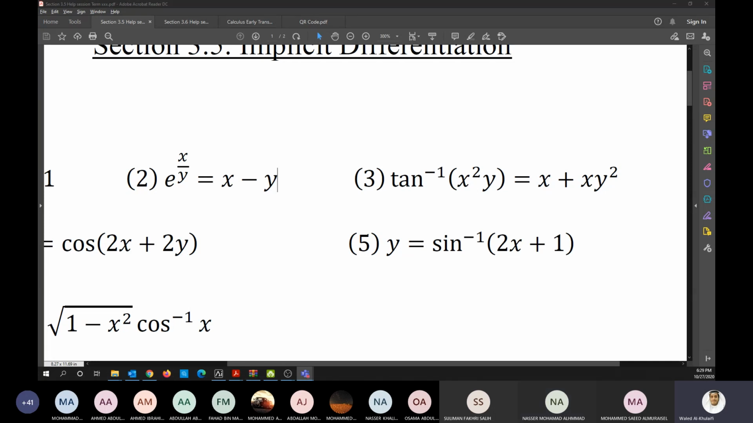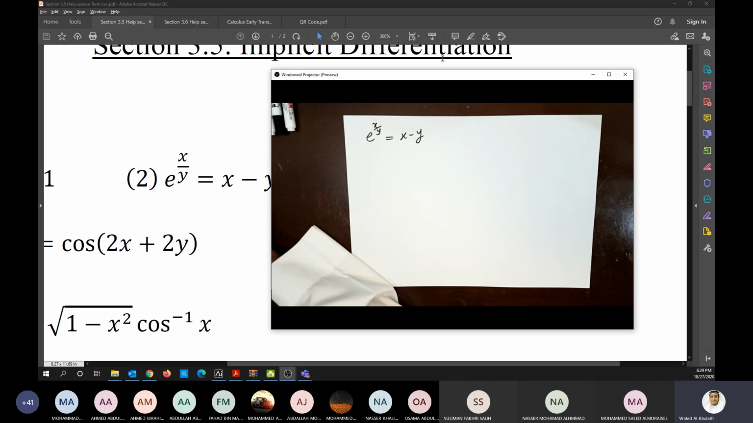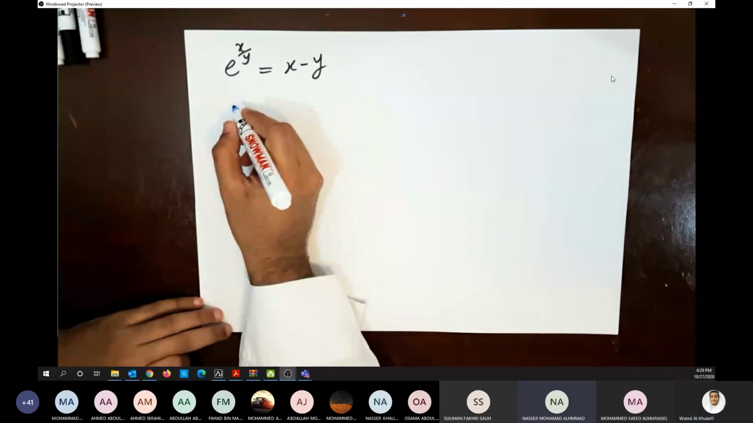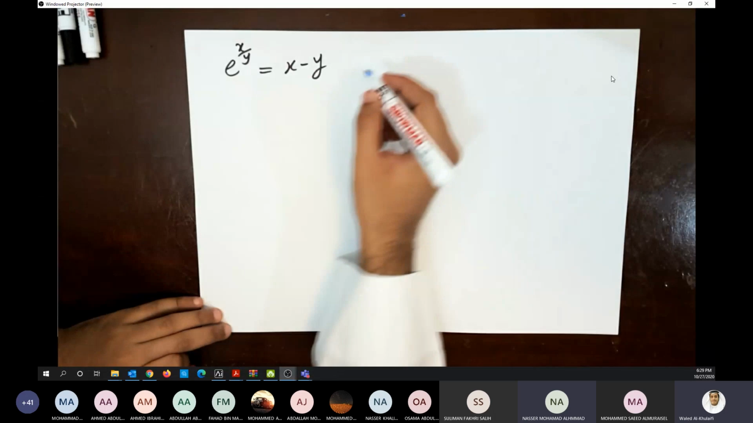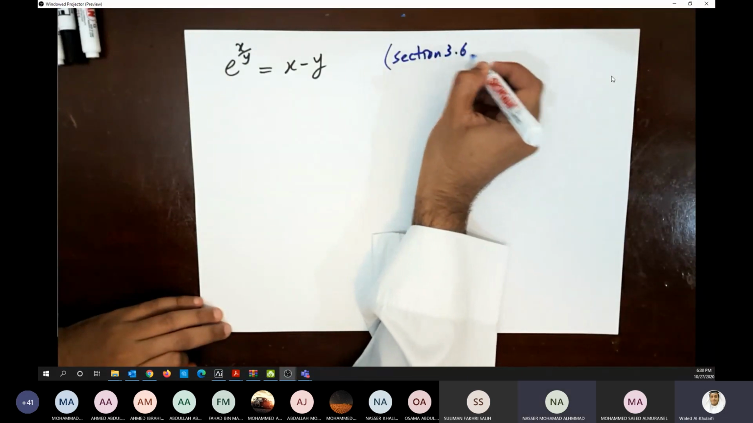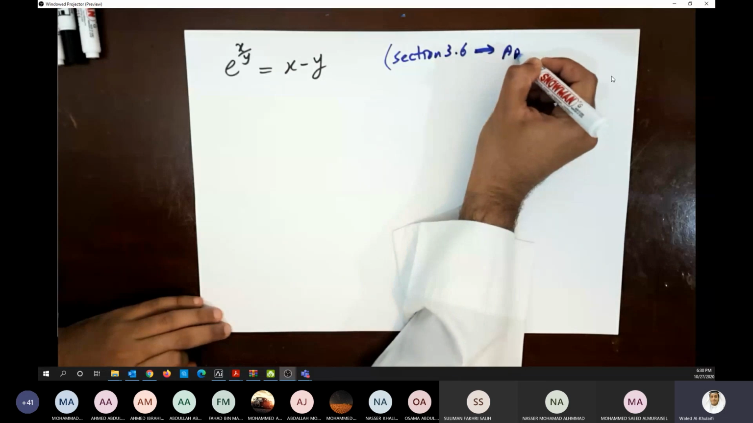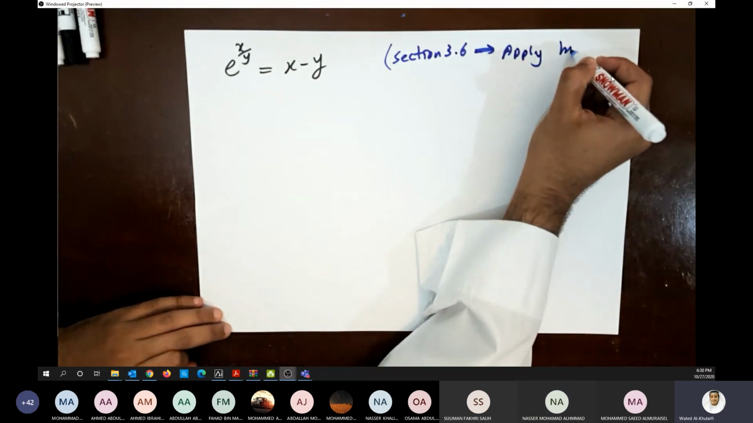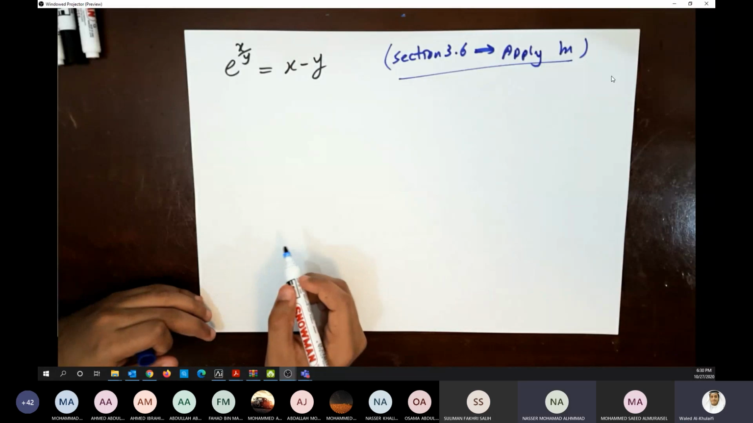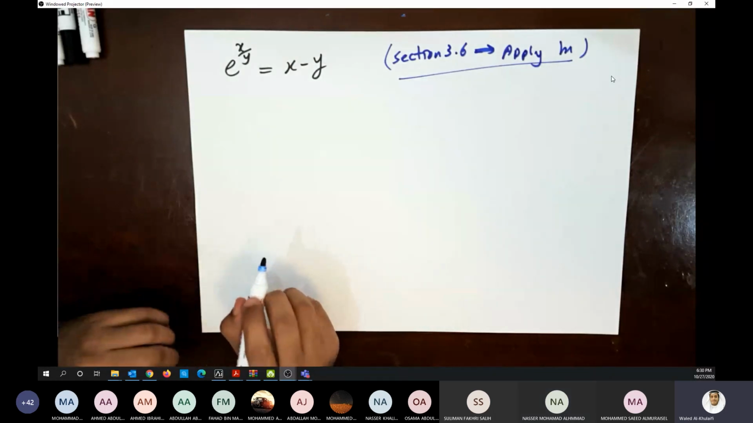Oh, before that, let me show you. Give me your ideas. What we did? Apply ln for both sides. Okay, so this is section 3.6, apply ln. This is the next section, the section after this one. This is a good idea, one way to do it.